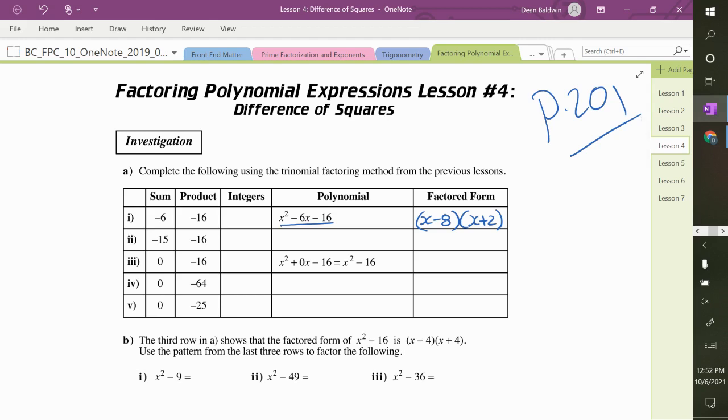I'm not going to worry about these ones. I just want to look at this one. Okay, if I gave you this polynomial, just look at this bit right here: x squared plus 0x minus 16. So normally we would say, what multiplies to negative 16 and adds to 0?